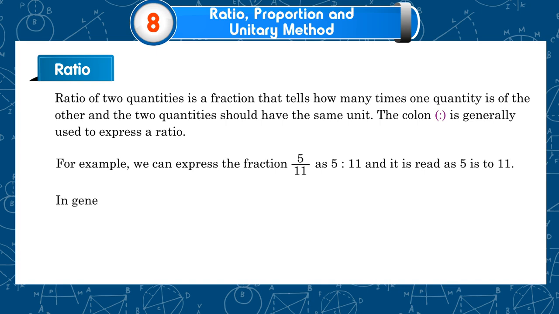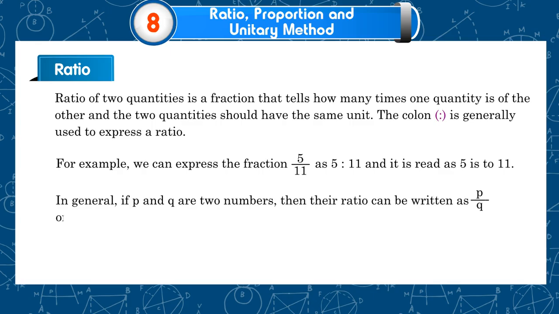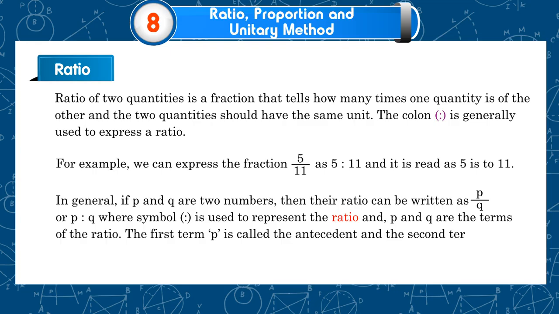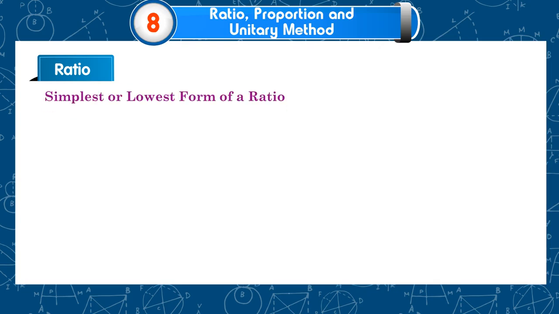In general, if P and Q are two numbers, then their ratio can be written as P/Q or P:Q, where the symbol is used to represent the ratio and P and Q are the terms of the ratio. The first term P is called the antecedent and the second term Q is called the consequent of the ratio P:Q. Simplest or lowest form of a ratio.